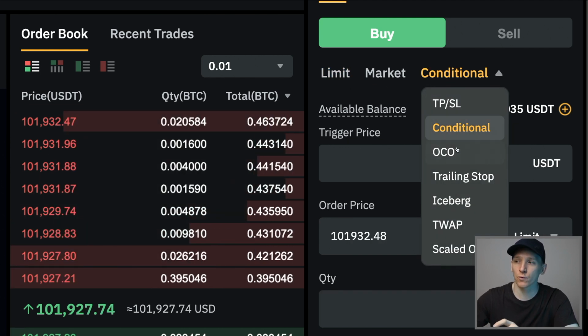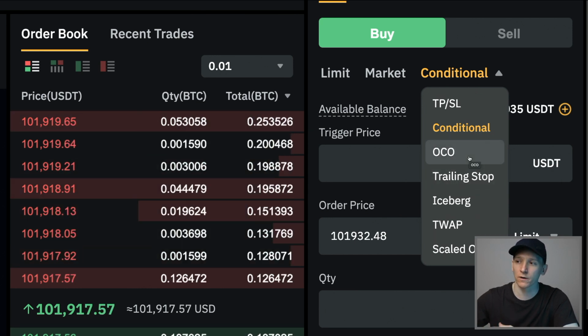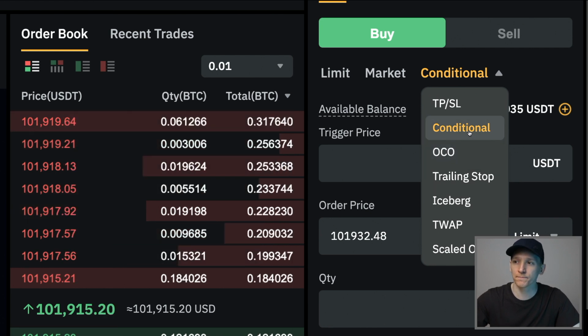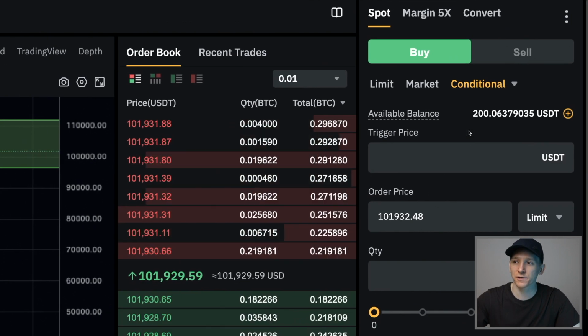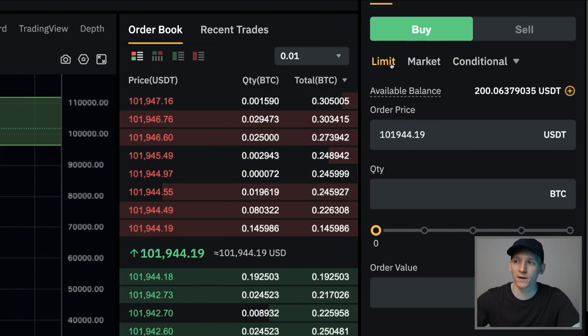And by the way, if you want to know what all these other order types are, I'll leave a video down in the description, a little bit longer, that goes through all of these different order types and how to use them. But we'll go to conditional. And as you can see, when you press conditional, you get this extra box known as trigger price. If I click limit, you can see that goes away.